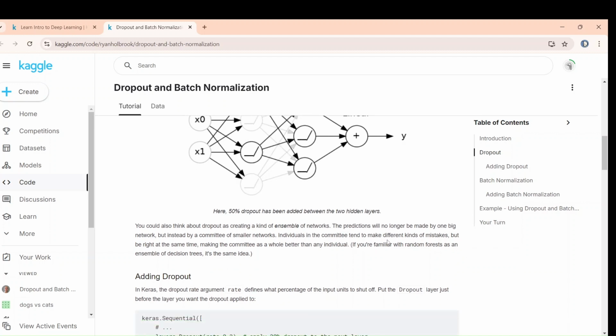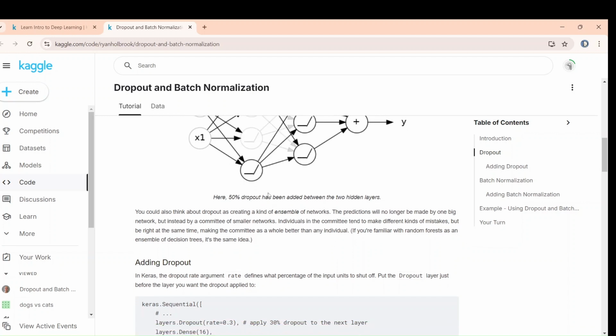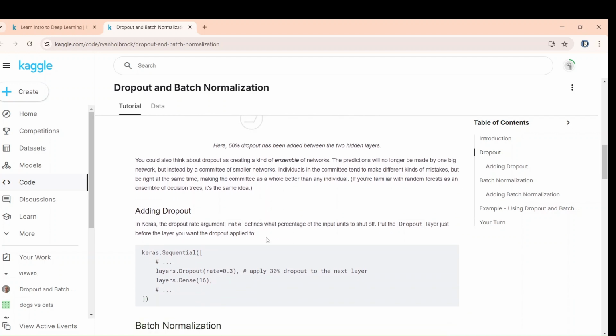Individuals in the committee tend to make different kinds of mistakes, but they are right at the same time, making the committee as a whole better than any individual. At the same time, you are not using everyone, but you are using more than one. You are not taking from any individual. You are taking from a committee of smaller networks.